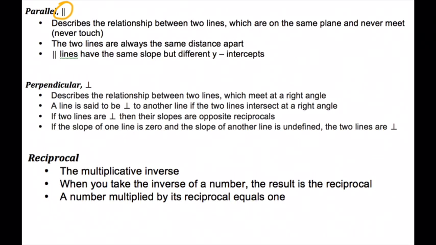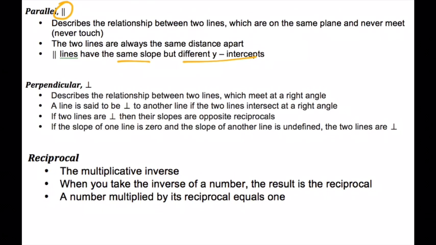Okay, so parallel describes the relationship between two lines which are on the same plane and never meet or never touch. The two lines are always the same distance apart. That's called equidistant. Then parallel lines have the same slope but different y-intercepts. If they have the same slope and the same y-intercept, they would be the same line. So parallel lines have to have the same slope but different y-intercepts.